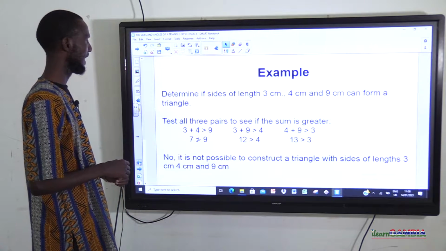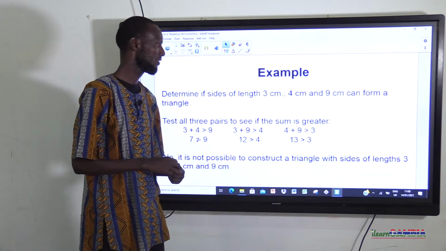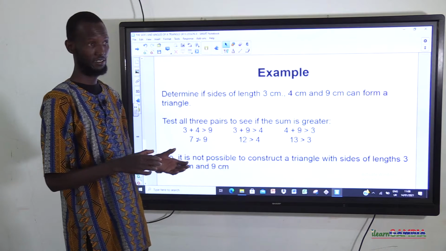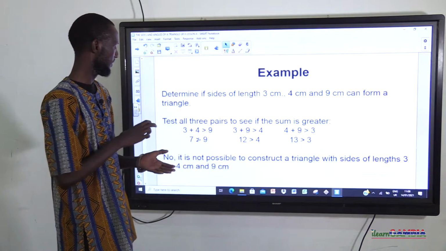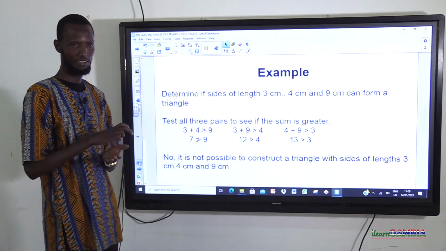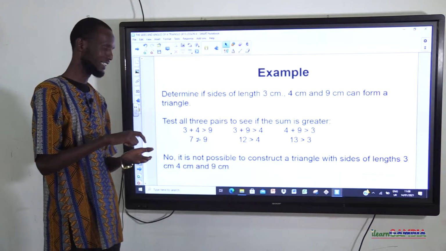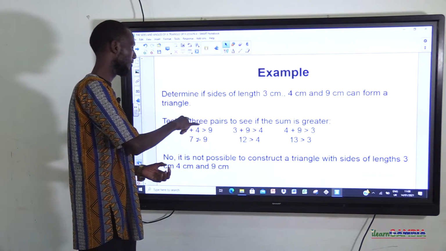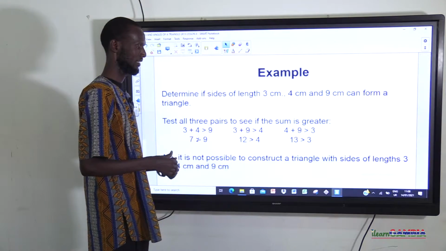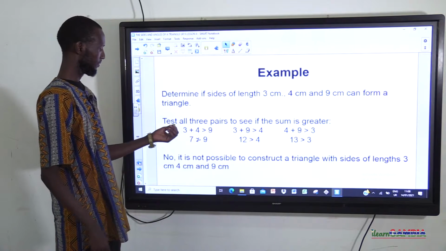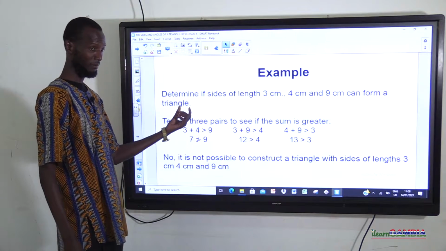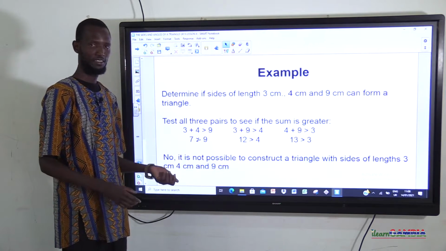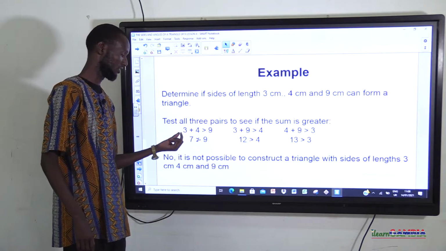We determine if the sides of length 3 centimeters, 4 centimeters, and 9 centimeters can form a triangle. Again, we go through the same process. We take any 2 sides, we add them up, and see if our answer is greater than the third side. Here we test all 3 pairs to see if the sum is greater. Now if you take 3 and 4 and you add them up, you get 7. But is 7 greater than 9? That's not so. 7 is definitely not greater than 9.